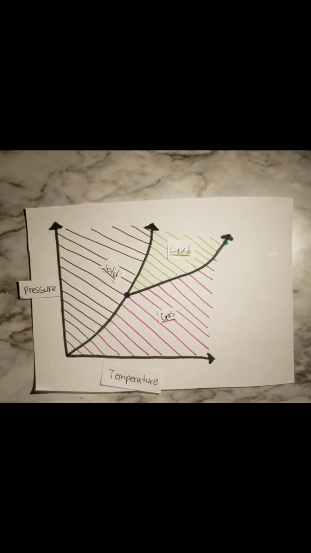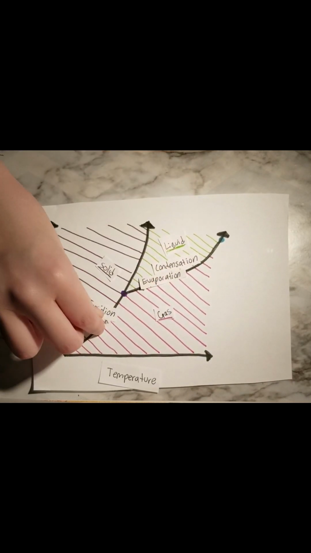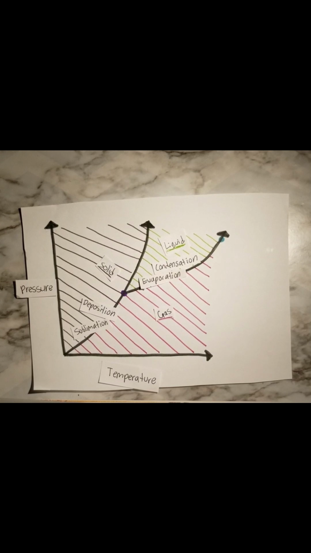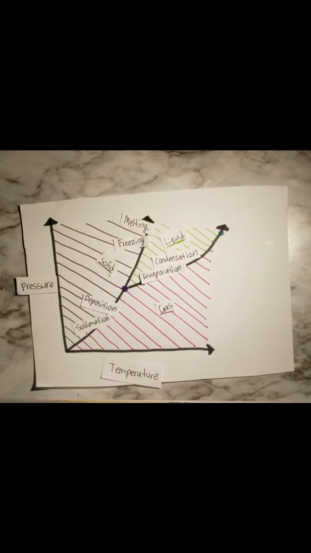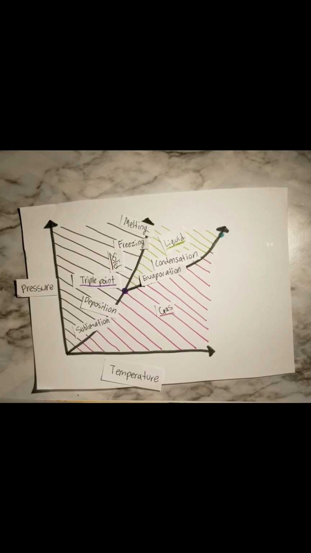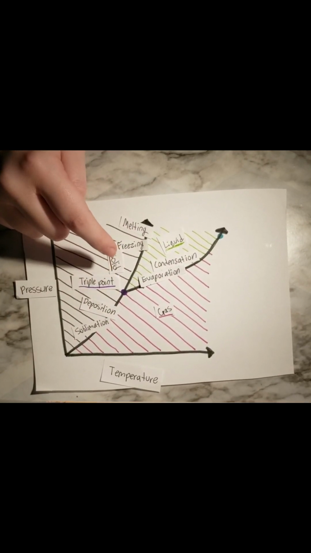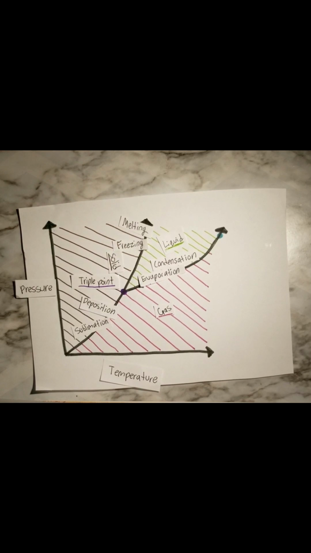In between each of these is a different process. For example, we have condensation and evaporation, deposition and sublimation, and freezing and melting. Here in the middle, as you notice, we have this purple point, which we call our triple point. This is where all three exist in equilibrium, making it easy to change from one to another and back again.